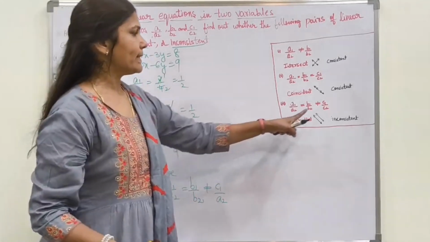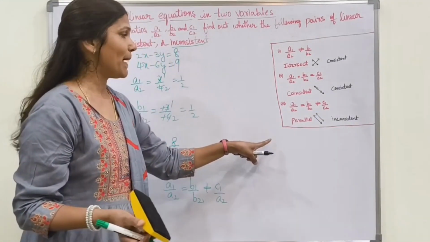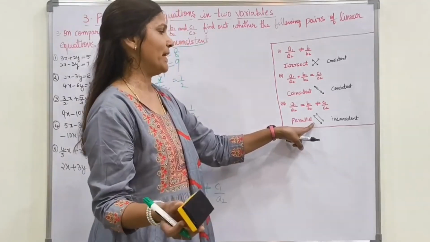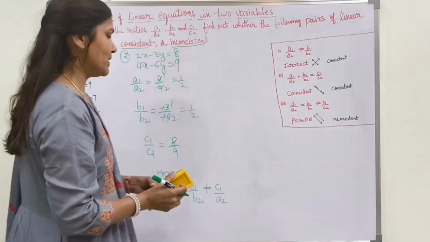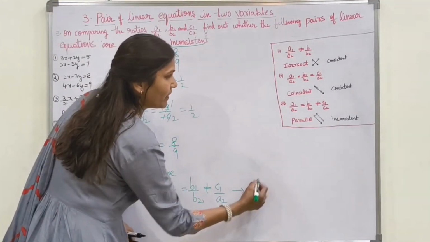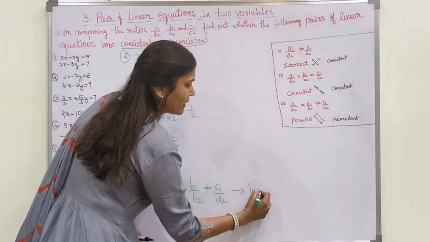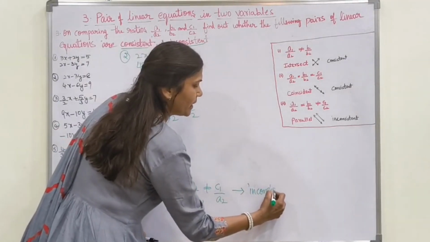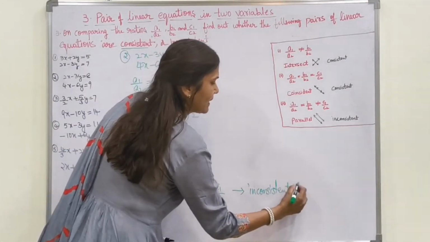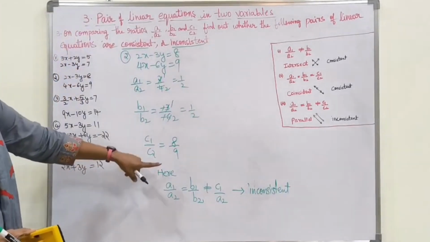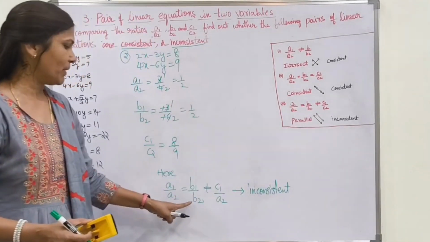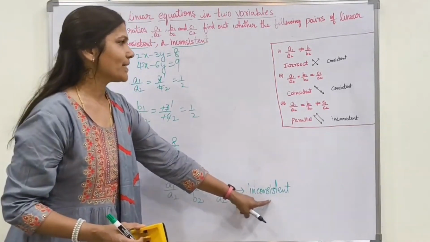See here, this is there, so which type of lines? Parallel lines. Parallel lines means they will not meet anywhere. No answer. No answer means what? So what is the answer? Inconsistent. So this answer is inconsistent. The first two are equal, and B1 by B2 is not equal to C1 by C2. What is the answer? Inconsistent.